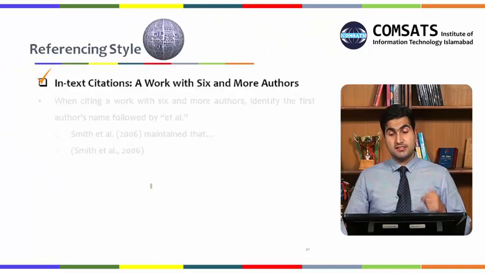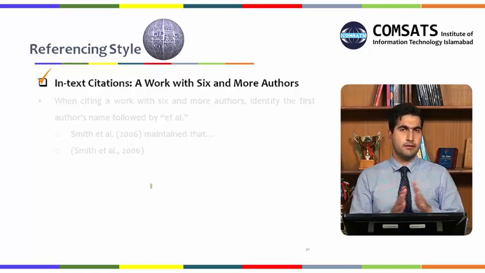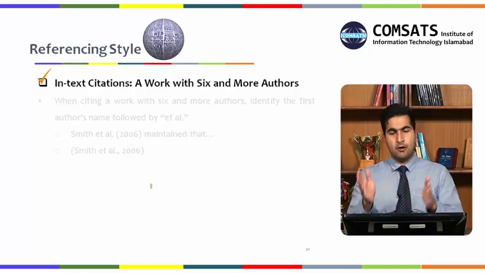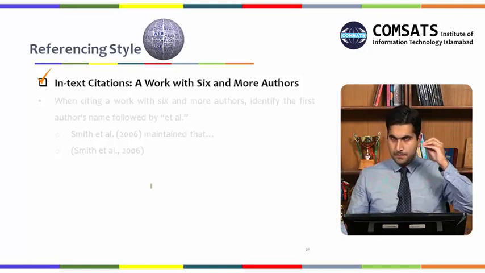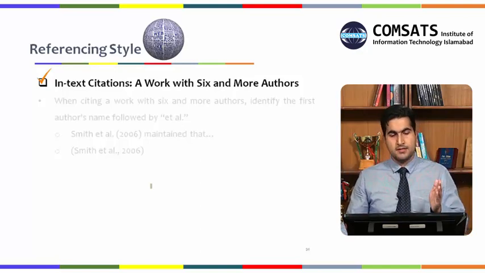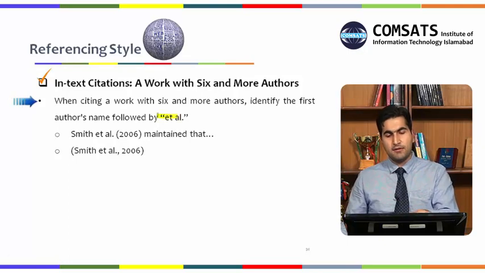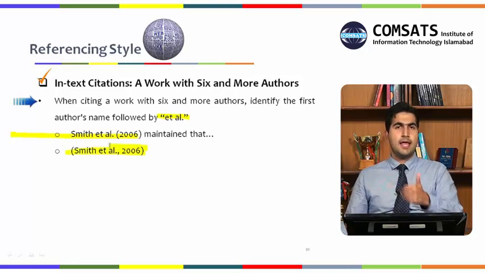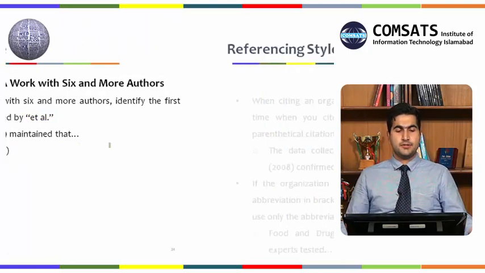In case of a work with 6 or more authors, 3 to 5 is one story. Now we are looking at 6 or more authors, so there is no need to mention all names even the very first time. Start from et al. When citing a work with 6 or more authors, identify the first author's name followed by et al. So just directly mention et al. and start with the signal phrase, and you can also mention it at the end in the form of a parenthetical citation.